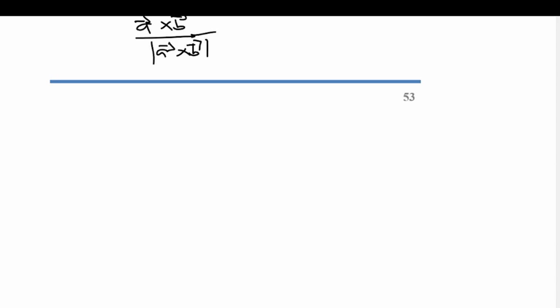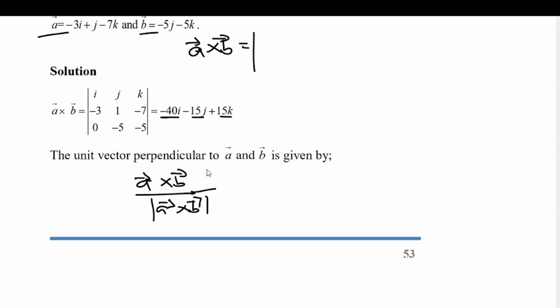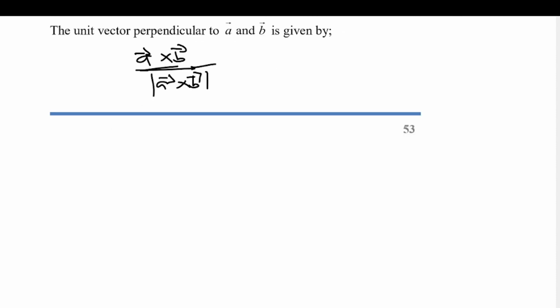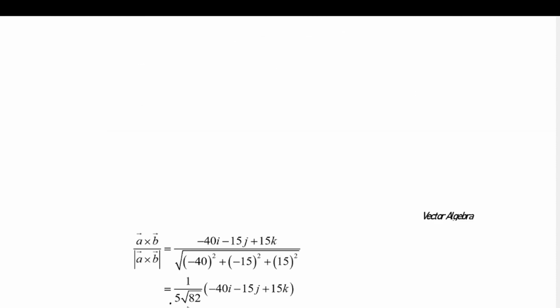And for that matter, if we have already found A cross B, which is this case, the answer over here, then we need to find the magnitude of A cross B. This is giving us negative 40 all squared plus negative 15 all squared plus 15 all squared. So the final result is what we have here, which is 582. So the whole of this times this will give us this one back. So we can rewrite this one as the one shown over here.